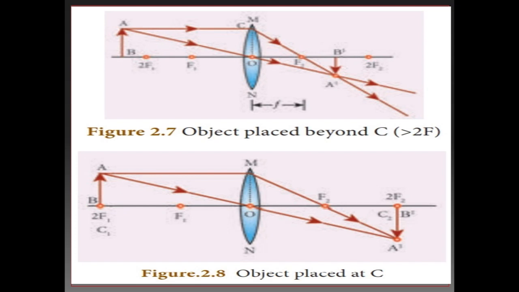Okay, now the object placed at C. What happens when an object is placed at C? When an object is placed at the center of curvature, a real and inverted image is formed at the other center of curvature. Here also see AB, there BA, that is an inverted image. The size of the image is same as the size of the object. This is the object placed at C.